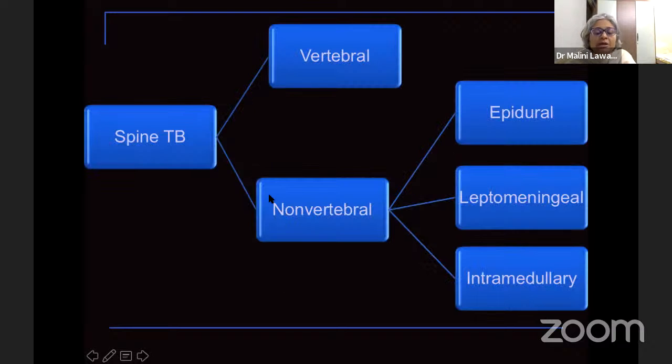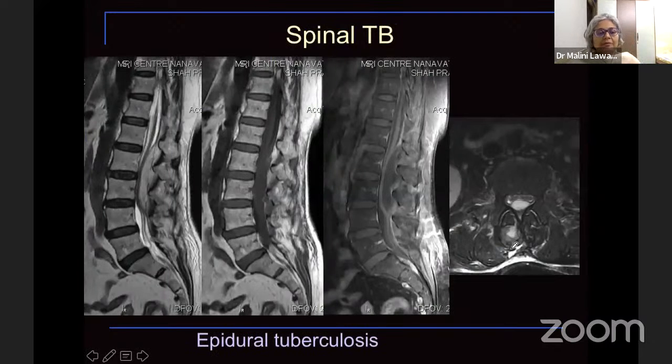Next, coming to the non-vertebral infection, it could be epidural, leptomeningeal, or intramedullary. So for example, here, in this patient, you have a posterior epidural soft tissue component like this. This is T1 weighted image here. This is T2 weighted image because the CSF is bright. Here CSF is dark. And on contrast, it is showing smooth peripheral enhancement. The central portion is not enhancing. So this is an abscess.